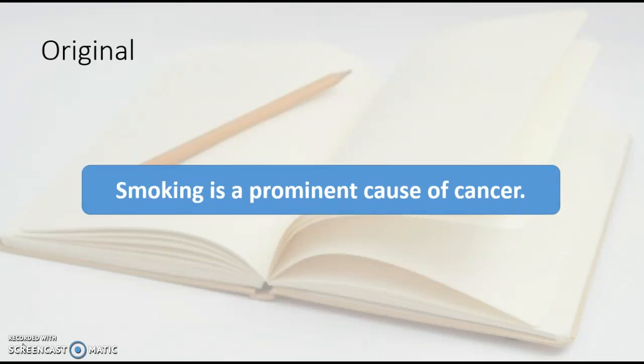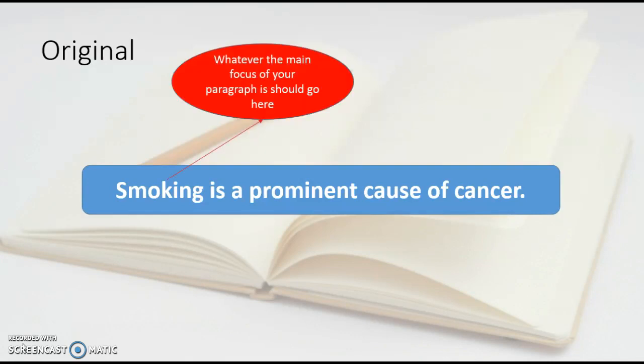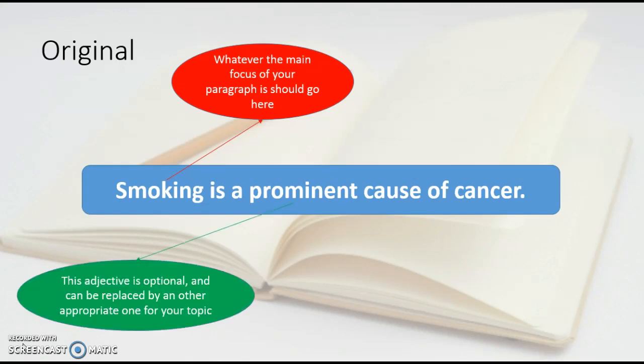So let's look at this sentence and how it's written. So smoking was the main focus of our paragraph. So whatever the particular cause or similarity or difference that we're looking at can be the first word of the sentence. It's important to note that this is a noun. So whatever the noun form is of what it is we're talking about should go here. Then I use the word prominent. Now, using an adjective here is optional.